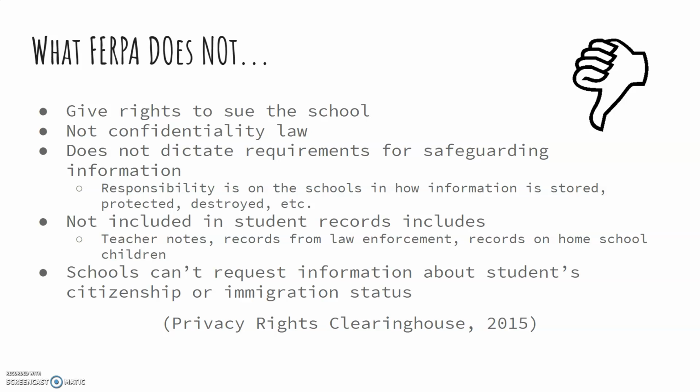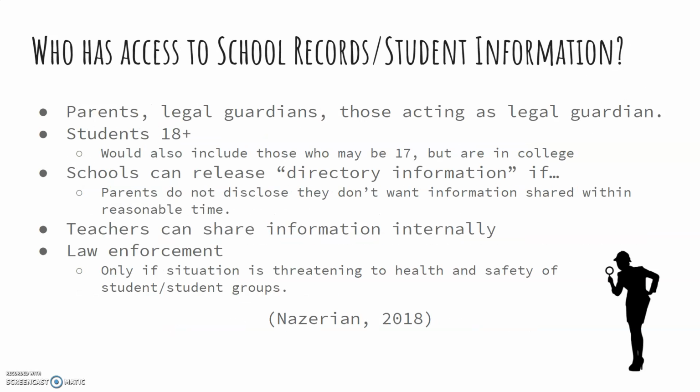What FERPA does not do is give rights to sue the school. If there are any issues where FERPA feels like it is being violated, then those requests need to be put to the government, and they will touch base with schools and go from there. It is not a confidentiality law. It does not dictate requirements for safeguarding information. The responsibility actually falls on the schools, and how information is stored, protected, destroyed, etc. What's not included in a student record includes teacher notes, records from law enforcement, records on homeschool children, etc. Schools can also not request information about a student's citizenship or immigration status.